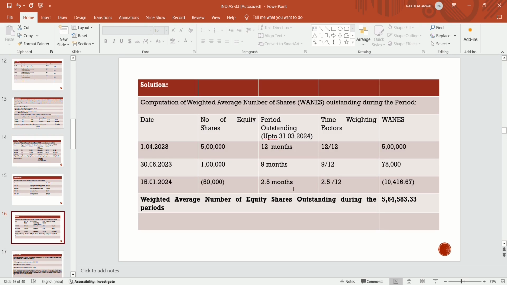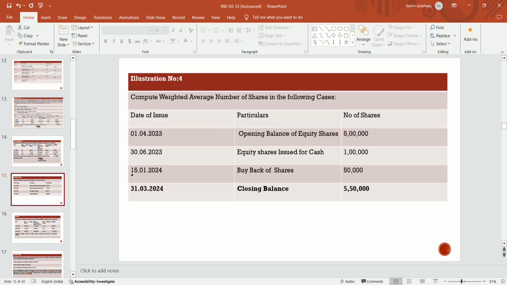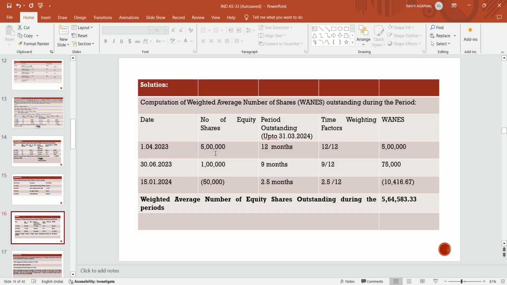Compute the weighted average number of equity shares outstanding during the period. On 1st April 2023, the entity has 5 lakh shares. The period outstanding is 12 months. The time weighing factor is 12 divided by 12, so it becomes 5 lakhs.